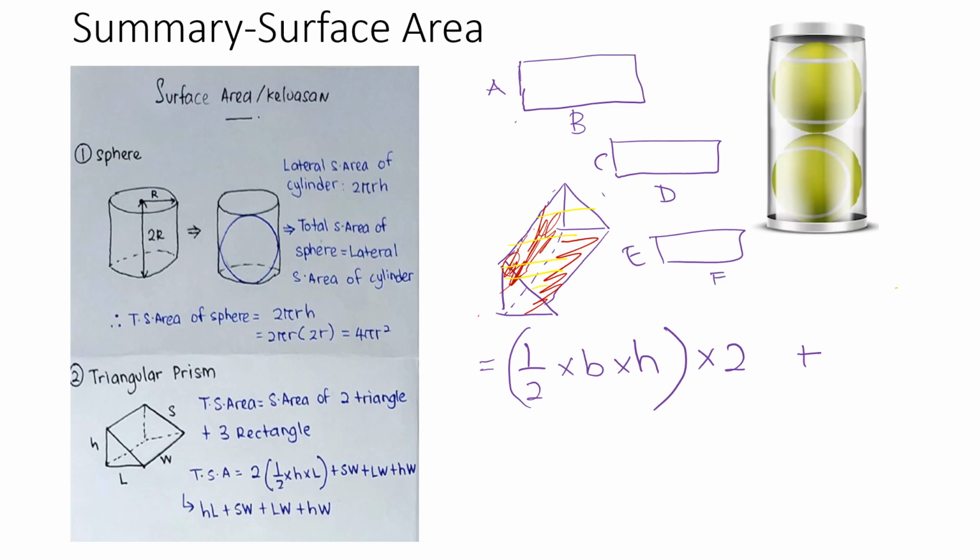So in this case, you need to add A times B, which is the area of the first rectangle, plus C times D, the area of the second rectangle, and finally plus E times F, the area of the third rectangle. Okay, so this summarizes the surface area formula for a triangular prism. Quite easy. Just find the surface area of both of the triangles, and then add the surface area of each of the rectangles.